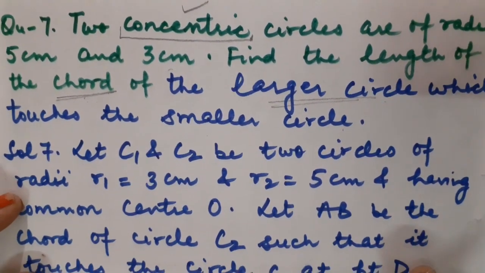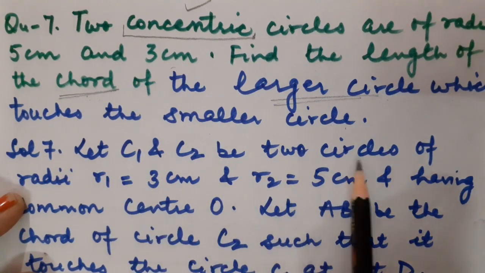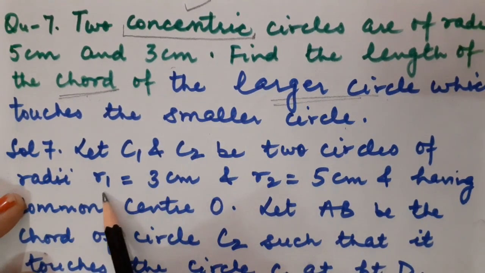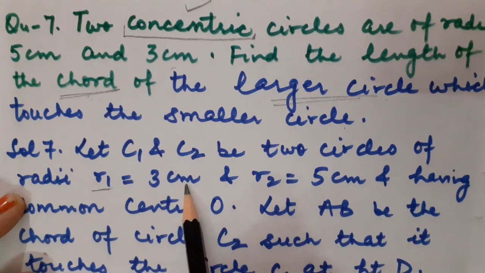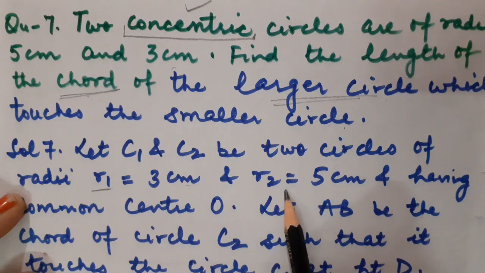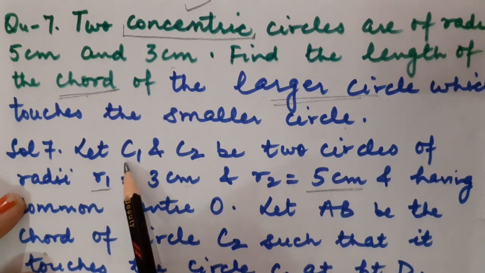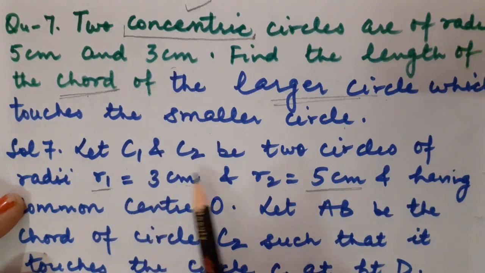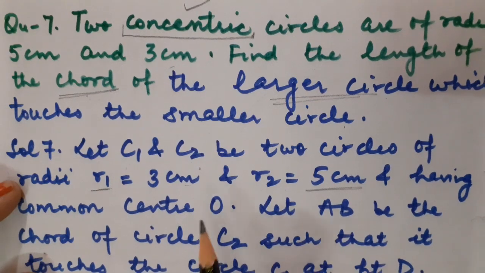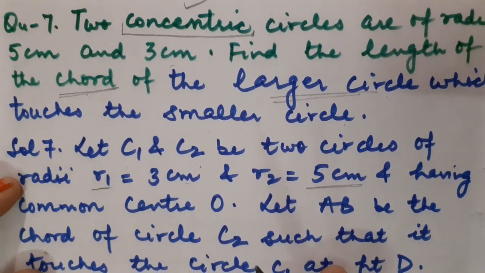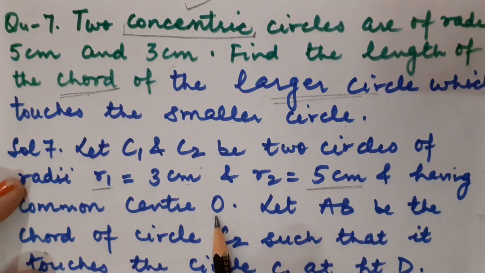First of all, what has been given, that I am going to show you. Let C1 and C2 be two circles of radii. One I have taken with radius R1, that is of 3 cm. Another one I have taken as R2, the radius is 5 cm. And what are the names which I have given to the circle? That is C1 and C2. Correct, children? They are having the common center point. I have just told you, for concentric circle, they have the common center point. Okay, so let it be O.